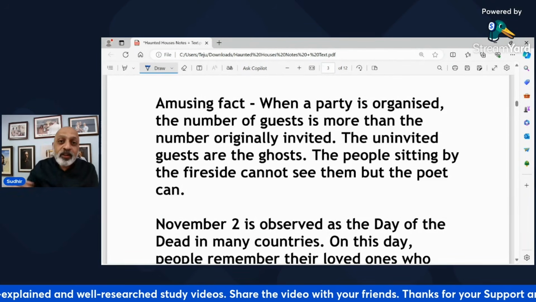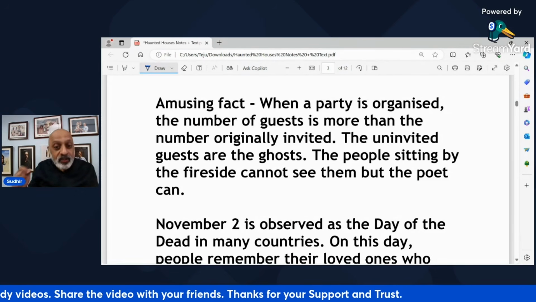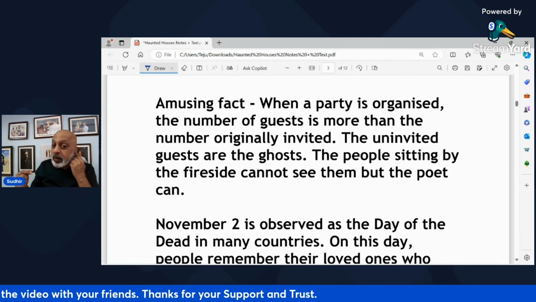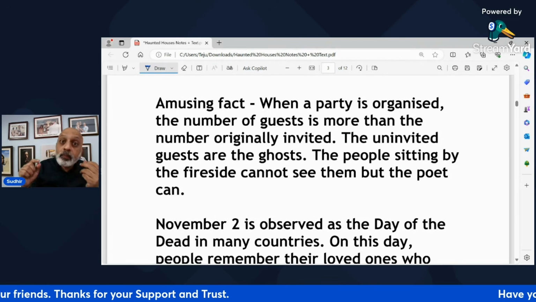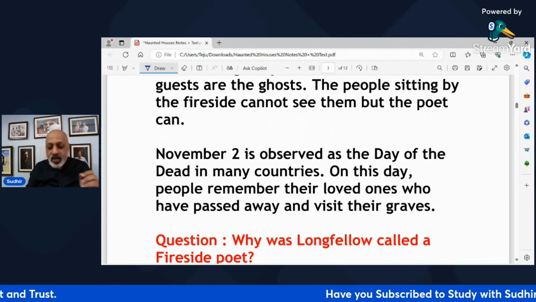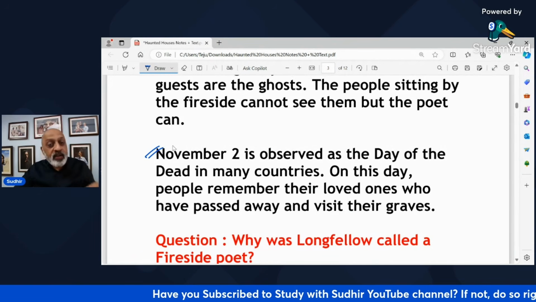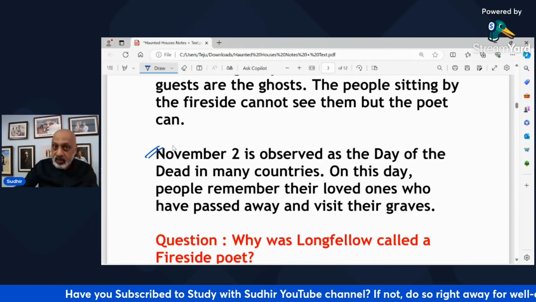Why? Because the other 4 people are actually ghosts. So the uninvited guests are the ghosts. The people sitting by the fireside cannot see them, but the poet can see them. Now, the interesting part which I found in my research is that the 2nd of November is observed as the Day of the Dead in many countries.